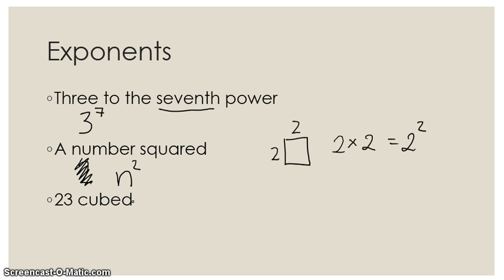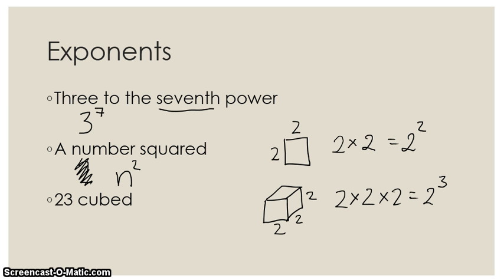Now, cubed. Cubed means to the 3rd power. So if I have a cube like this, and this is 2, and this is 2, and this is 2, well, now to find the volume of this cube, I have to do 2 times 2 times 2, which is the same as 2 cubed, 2 to the 3rd power, because I'm using it 3 times. So that's why cubed means to the 3rd power. Again, if this confuses you, just memorize it. It's easy enough. So 2 cubed is 2 to the 3rd power.